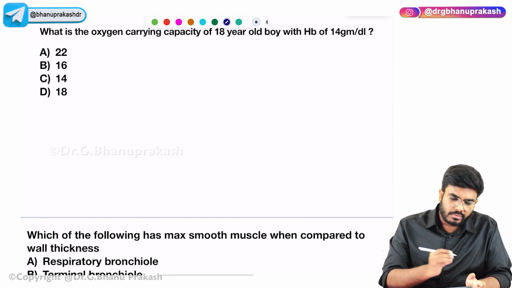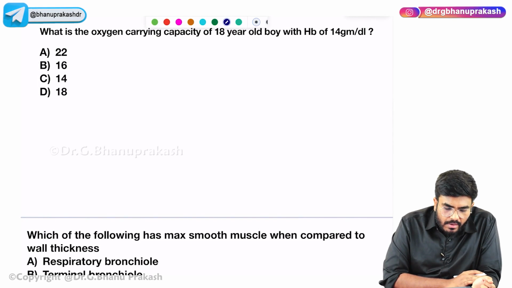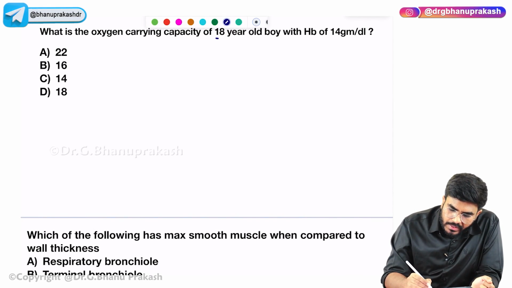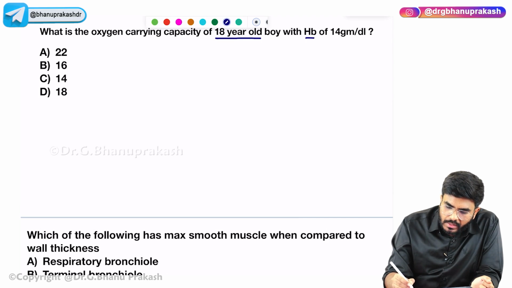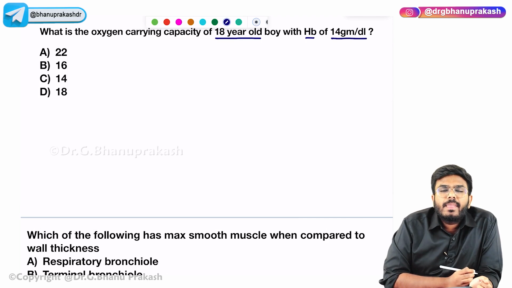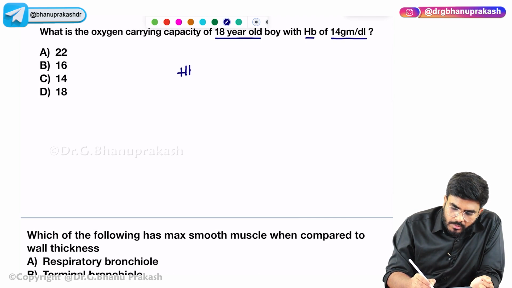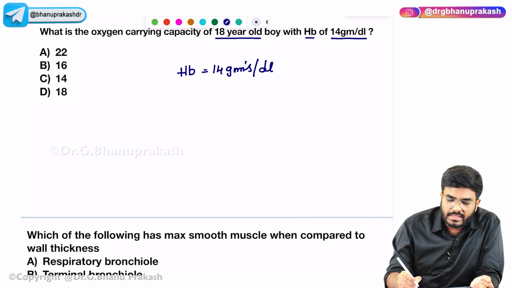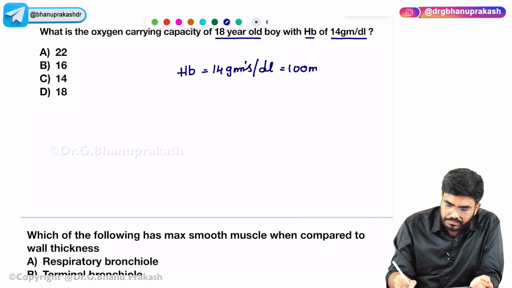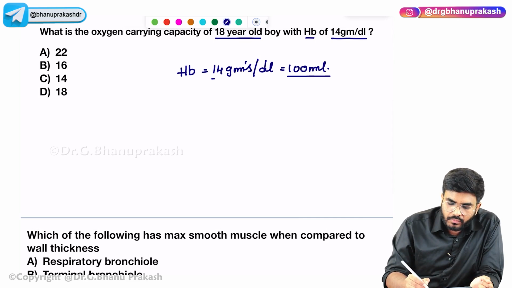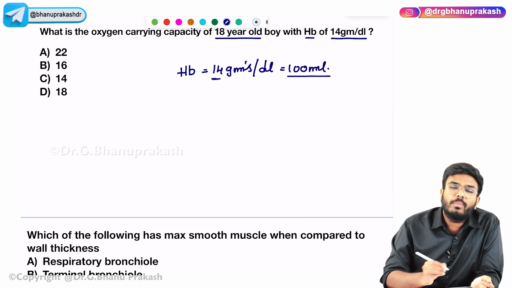Okay guys, now let's do some important MCQs. What is the oxygen carrying capacity of an 18-year-old boy with a hemoglobin of 14 grams per deciliter? See how to answer these kinds of questions. This boy has 14 grams of hemoglobin per deciliter. Deciliter means 100 ml. So it's very clear that in 100 ml of blood, there is 14 grams of hemoglobin.